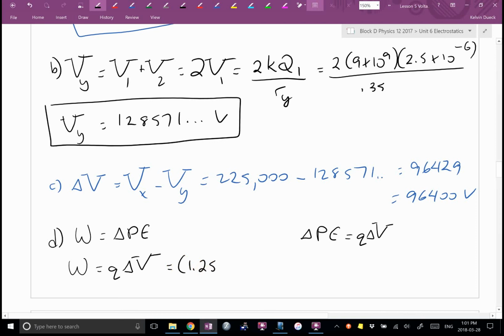1.25. I missed the last part. 25. No, the milli. Oh, thank you. And what's the change in voltage it's going through? The potential difference is what we would call it. Sorry? 96,000.